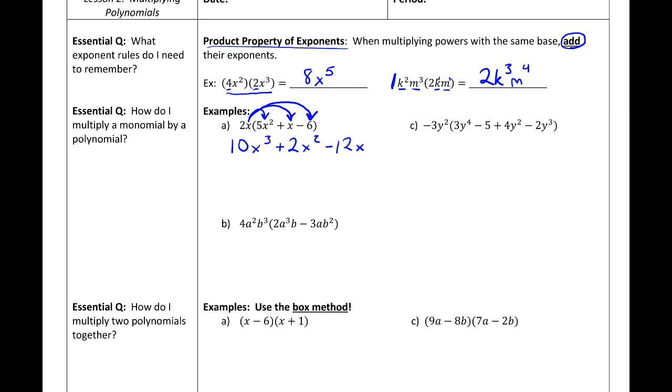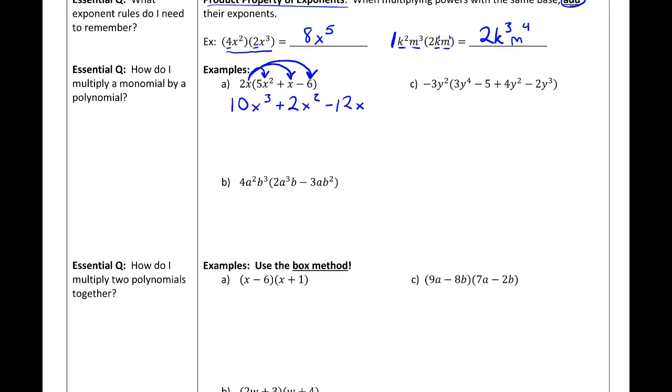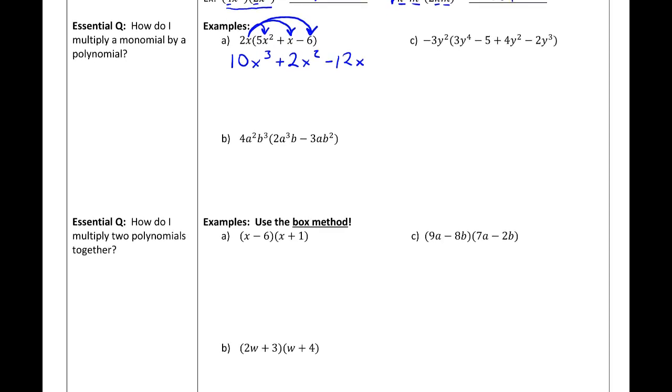Okay, let me try one more with you. Let's look at b right underneath it. We have 4a squared b cubed times the quantity of 2a cubed b minus 3ab squared. It seems like a lot, but just take the rule of adding the exponents together when we have the same base. So we'll start by multiplying this outside term by our first term on the inside. So we multiply those coefficients together. 4 times 2 is 8.